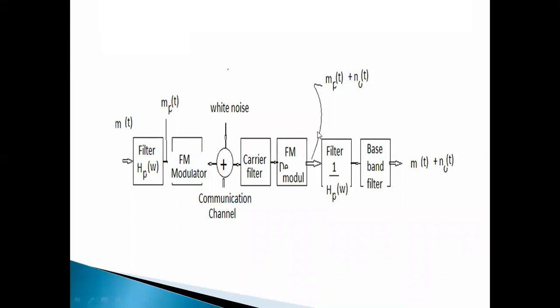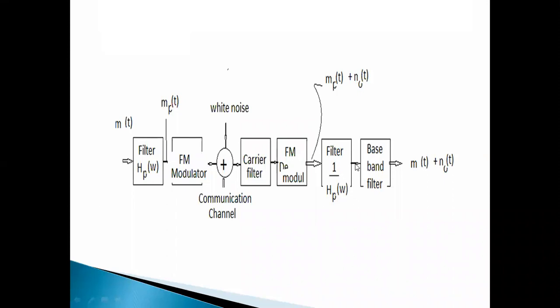After demodulation, you can use the de-emphasis network. The de-emphasis network is again a filter, whose transfer function is the opposite of the transmitter filter. If the transmitter filter is HP of omega, the inverted transfer function is applied here on the demodulation side. That is, the filter has the transfer function 1 by HP of omega, the inverse of the transfer function, in the receiver section. This filter acts as the de-emphasis network. So the transmitter filter acts as the pre-emphasis network, and the receiver filter acts as the de-emphasis network. Before the de-emphasis filter, the signal is MP of t plus N of t, which is given to the filter.